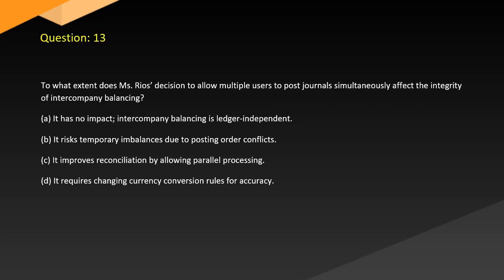Question 13. To what extent does ISRIO's decision to allow multiple users to post journals simultaneously affect the integrity of intercompany balancing? A. It has no impact. Intercompany balancing is ledger independent. B. It risks temporary imbalances due to posting order conflicts. C. It improves reconciliation by allowing parallel processing. D. It requires changing currency conversion rules for accuracy.